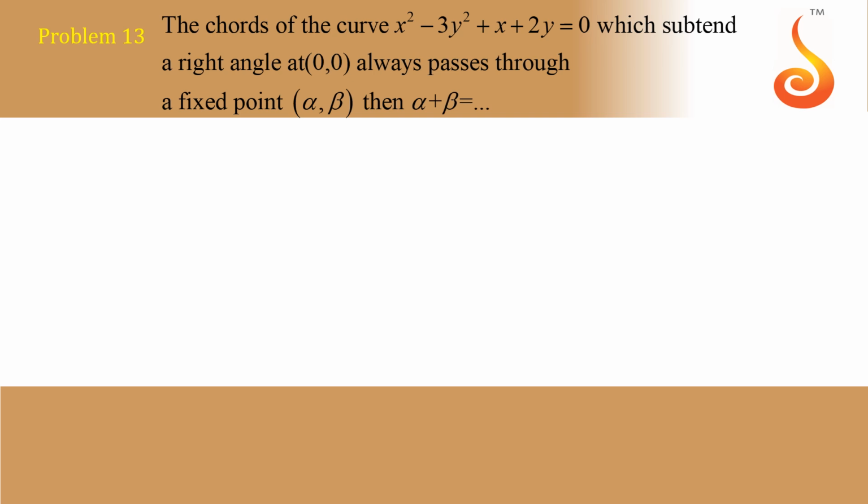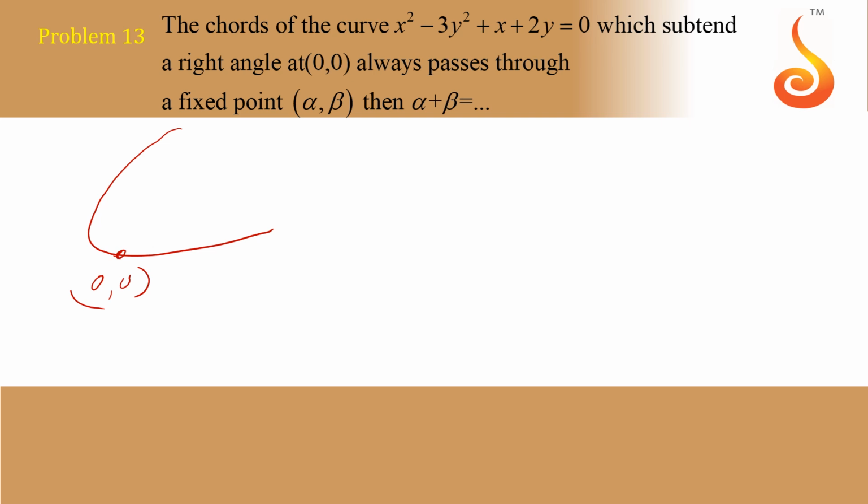The chords of the curve x square minus 3y square plus x plus 2y equal to 0, which subtend a right angle at origin, always pass through a fixed point (alpha, beta). I want alpha plus beta. So already the curve is passing through origin. So what shape it is, I don't want. So on the curve origin is there, that I understood.